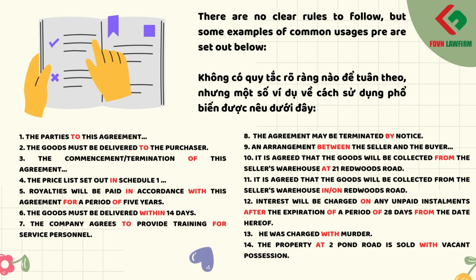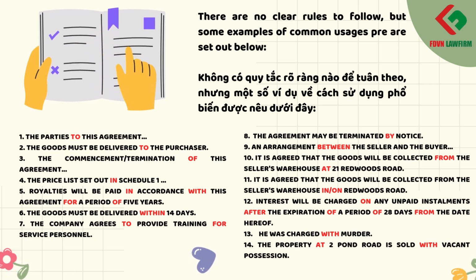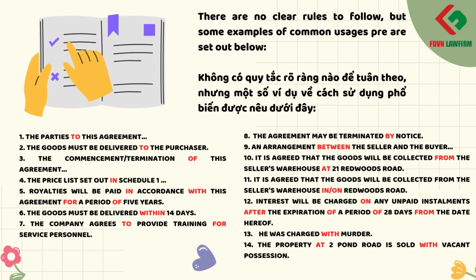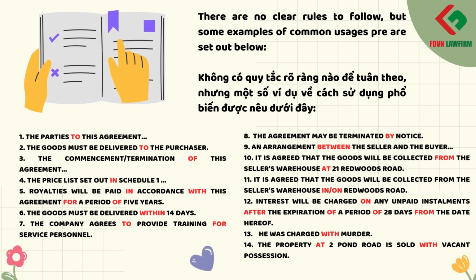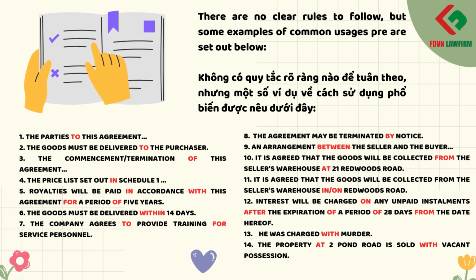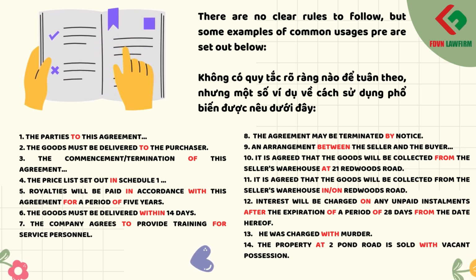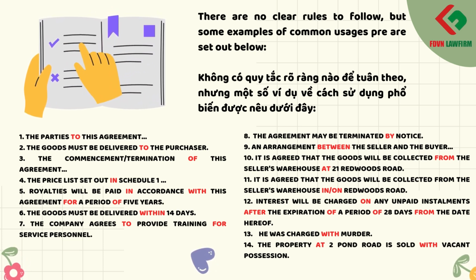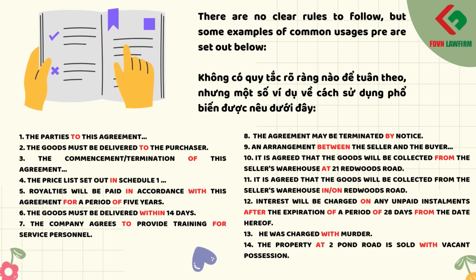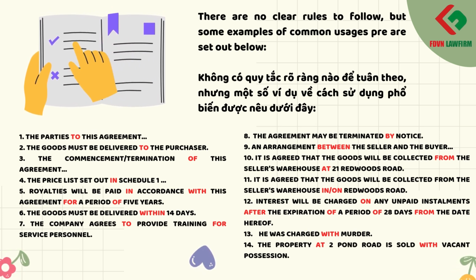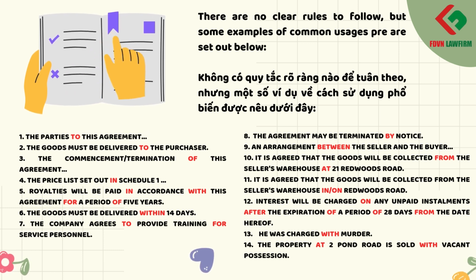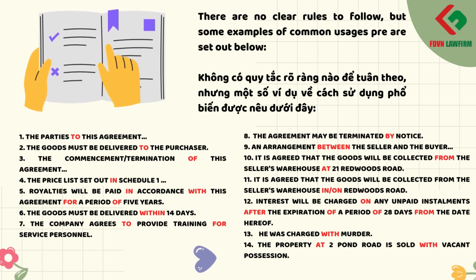7. The company agrees to provide training for service. 8. The agreement may be terminated by notice. 9. An arrangement between the seller and the buyer. 10. It is agreed that the goods will be collected from the seller's warehouse at 21 Redwoods Road. 11. It is agreed that the goods will be collected from the seller's warehouse on Redwoods Road.